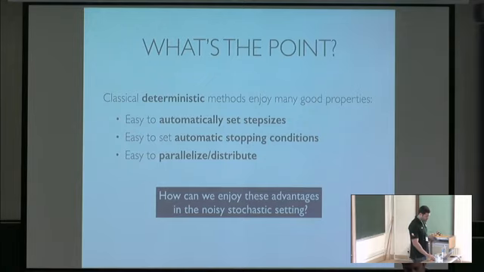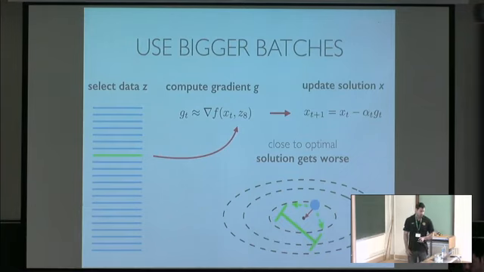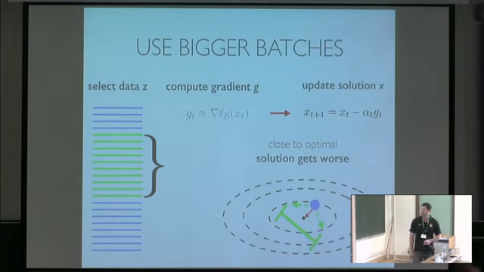And it turns out that we can get a lot of these advantages back if we're willing to use bigger batches. So if you go back and you look at these stochastic gradient methods, we had this situation where the iterate got relatively close to the minimizer, and we had these large error bars. And so one solution to the problem of these large error bars was to decrease the learning rate, but you could also keep the learning rate the same, and you could just increase the batch size.